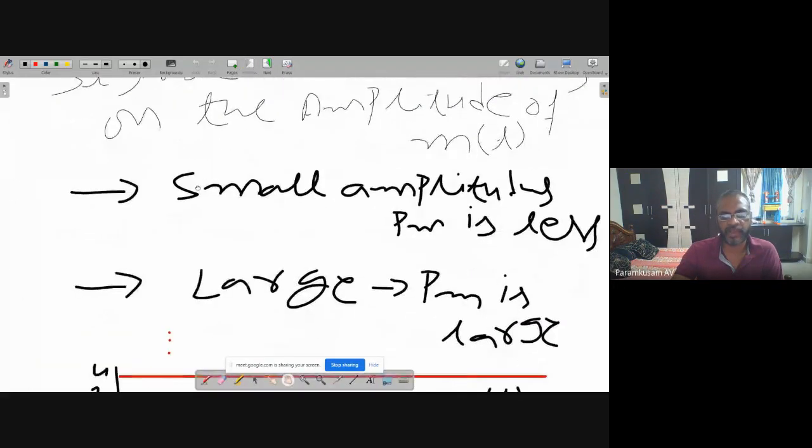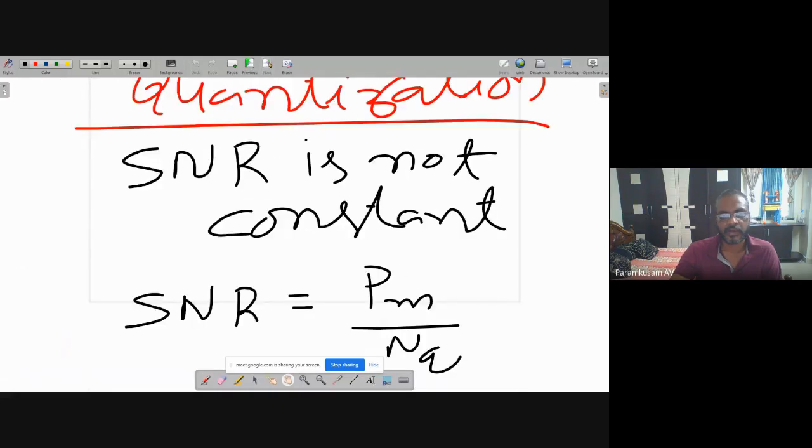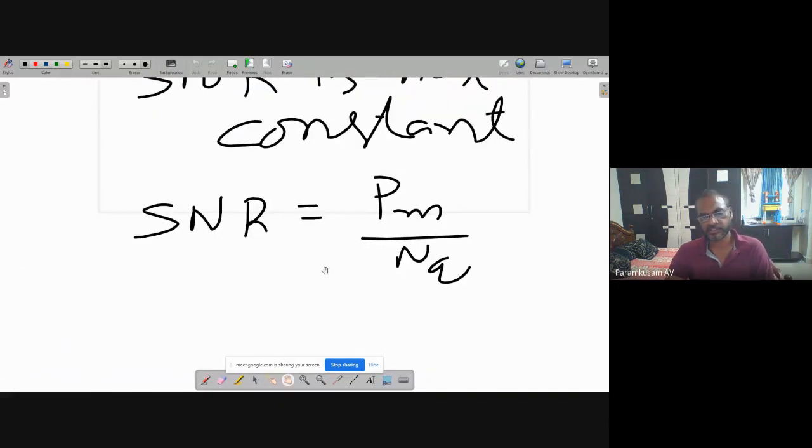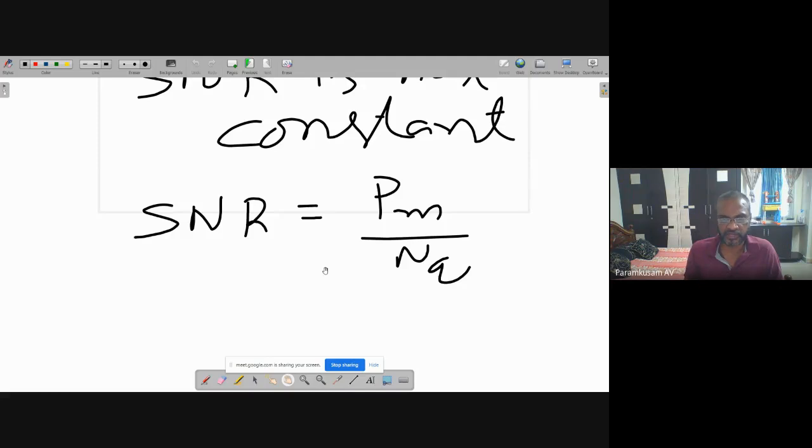సిగ్నల్ పవర్ డిపెండ్స్ అపాన్ ద యాంప్లిట్యూడ్ ఆఫ్ ది M. స్మాల్ యాంప్లిట్యూడ్స్ అయితే PM ఈజ్ లెస్, లార్జ్ యాంప్లిట్యూడ్స్ అయితే PM ఈజ్ లార్జ్. ఓకే, ఇప్పుడు చెప్పండి. సిగ్నల్ యాంప్లిట్యూడ్ తక్కువ ఉండేటప్పుడు SNR తక్కువ ఉంటుందా ఎక్కువ ఉంటుందా? తక్కువ ఉంటుంది సార్. సిగ్నల్ యాంప్లిట్యూడ్ ఎక్కువ ఉండేటప్పుడు SNR ఎక్కువ ఉంటుంది.